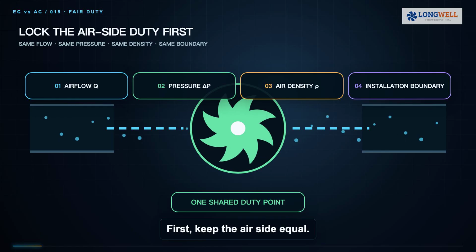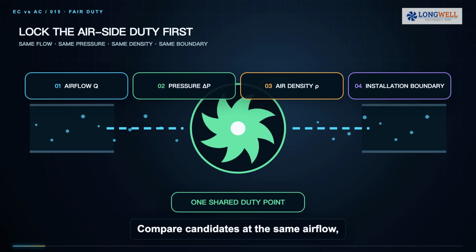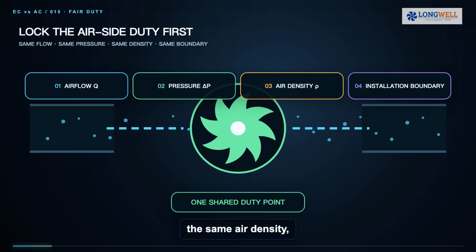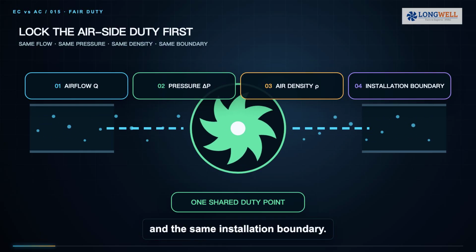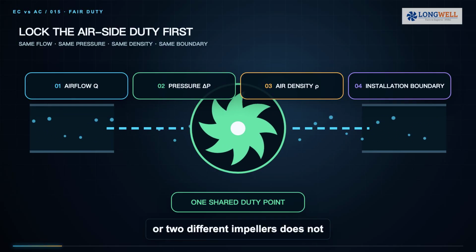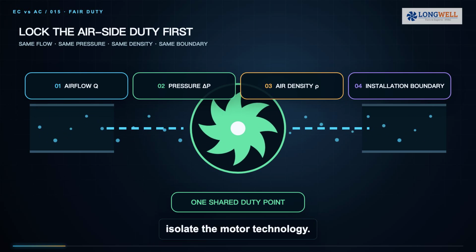First, keep the air side equal. Compare candidates at the same airflow, the same static or total pressure, the same air density, and the same installation boundary. Comparing maximum airflow, motor nameplate watts, or two different impellers does not isolate the motor technology.